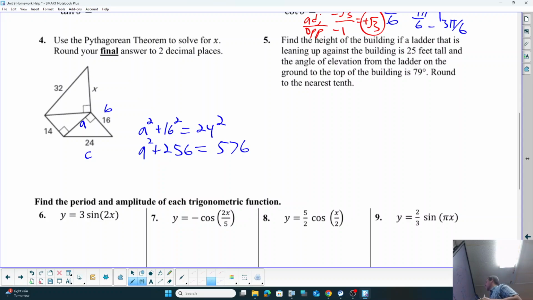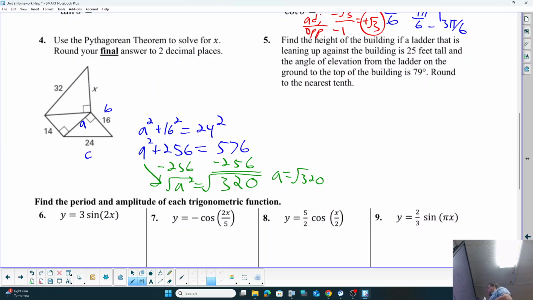Pause me. So minus 256 over to the other side. Pause me. 576 minus 256 is 320. So a squared is equal to 320. Now you're going to square root both sides. And so a equals the square root of 320. So this is the square root of 320.